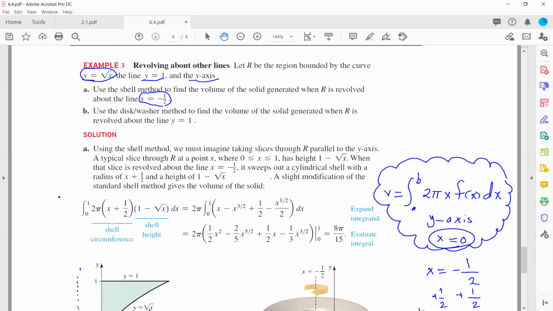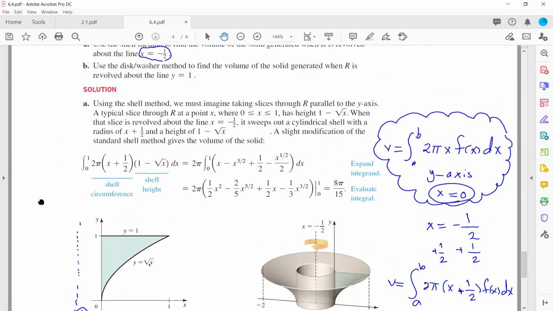Y is 1, y is square root of x, so you're dealing with two functions, f of x minus g of x. Very well, let us distribute x into parentheses, then distribute a half into parentheses, and simplify as much as we can. X times 1 is x, x times square root of x is x to 3 halves, a half times 1 is a half, and a half times negative square root of x gives you negative a half square root of x.